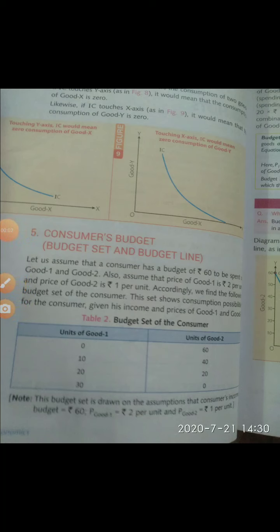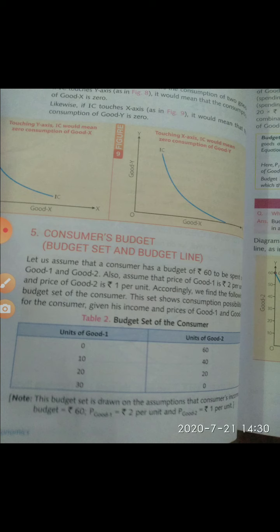Students, we have started with the chapter Consumer Equilibrium. In that, we read about the indifference curve, its properties, then marginal rate of substitution, and the various curves. Clear? Today, we are going to start with the consumer's budget.